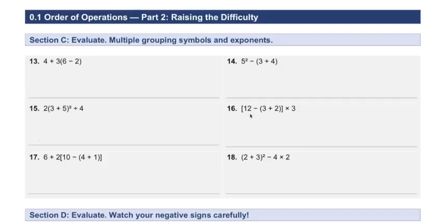Okay. Next, let's raise the difficulty. So this first one here, again, parentheses. 6 minus 2 is 4. So I have 4 plus 3 times 4. And then we're going to multiply first. So I get 4 plus 12, 3 times 4. And then sum up 16.